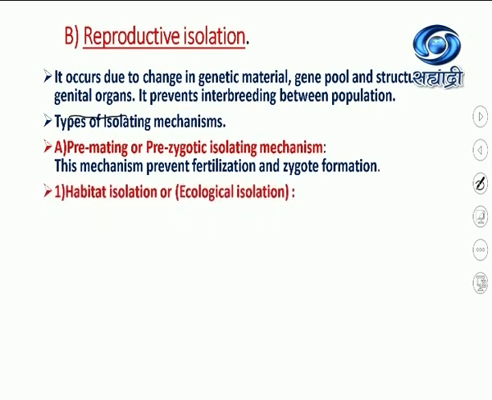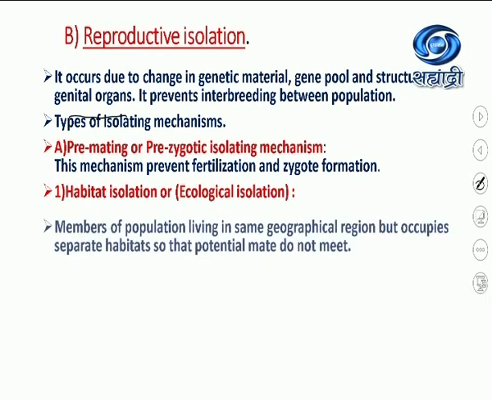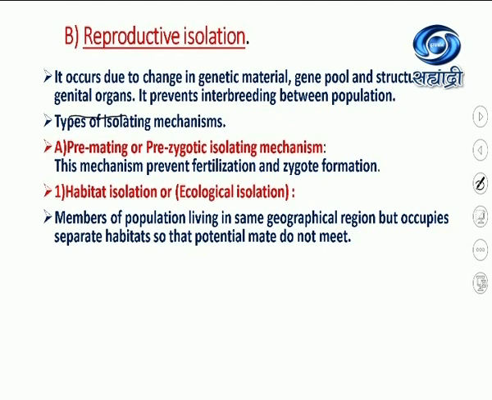First in pre-mating is habitat isolation, or ecological isolation. Members of a population live in the same geographical region but occupy separate habitats, so that potential mating does not occur. Suppose there is a very big pond. There is a population of frogs in this corner and a population of frogs in another corner. The habitat is different. Though they are staying in the same environment, the habitat is different and they are not able to meet each other. As they are not able to meet each other, they are not mating with each other. If they are not mating, it is reproductive isolation, because of separate habitats.